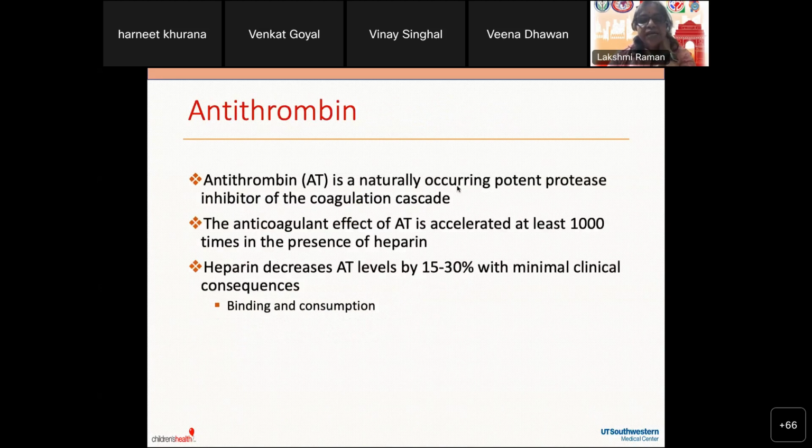So what is antithrombin? Antithrombin is a naturally occurring potent protease inhibitor in the coagulation cascade. The anticoagulant effect of antithrombin is accelerated at least 1,000 times in the presence of heparin. And heparin decreases antithrombin levels by 15 to 30% with minimal clinical consequence. Next slide, please.